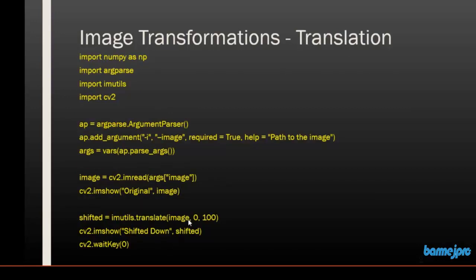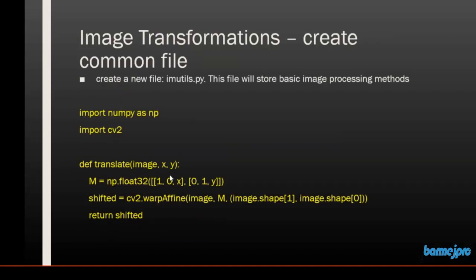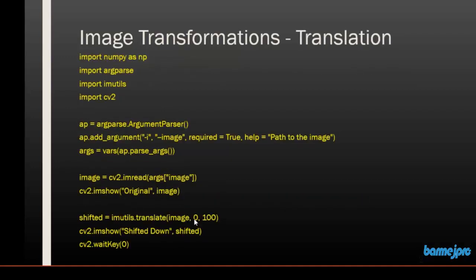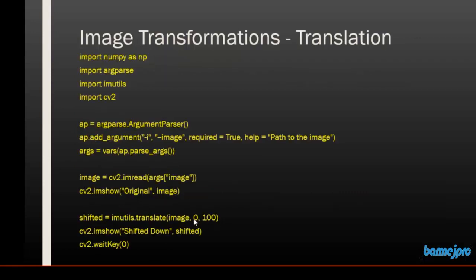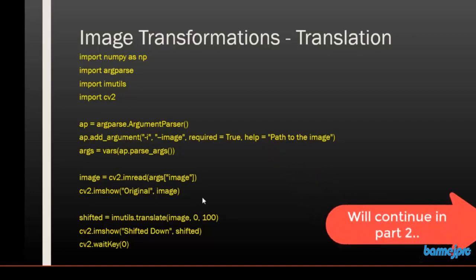The second argument is the x coordinate, and we are providing it as 0. The next argument we are expecting is the y coordinate, and we are providing it as 100. We are just trying to shift the image down, so we keep x as 0 and y as 100. Then we show the shifted-down image and implement the waitKey as well. So enough with the theory. Let's go and do the program in our virtual machine.